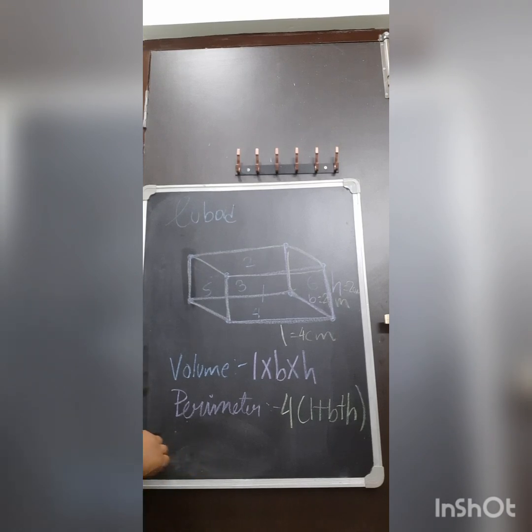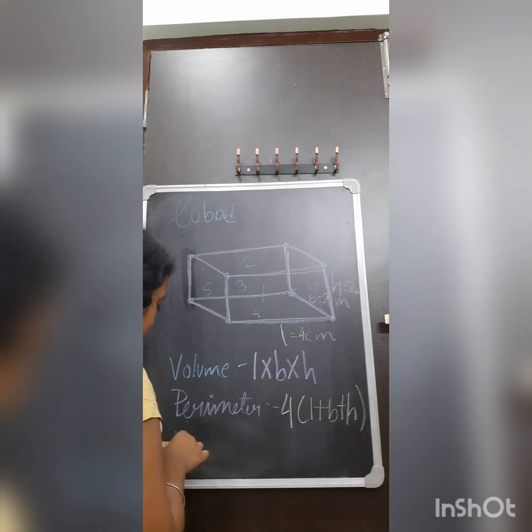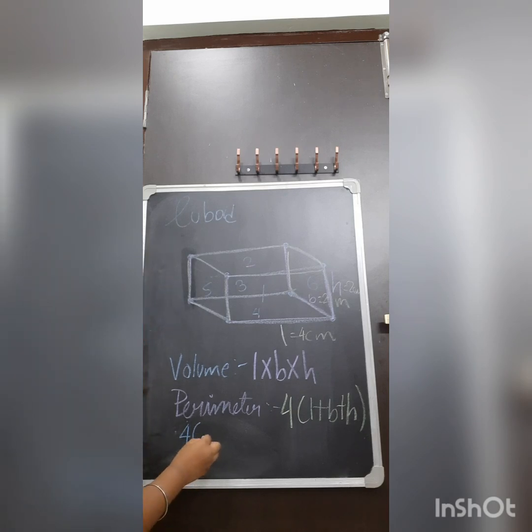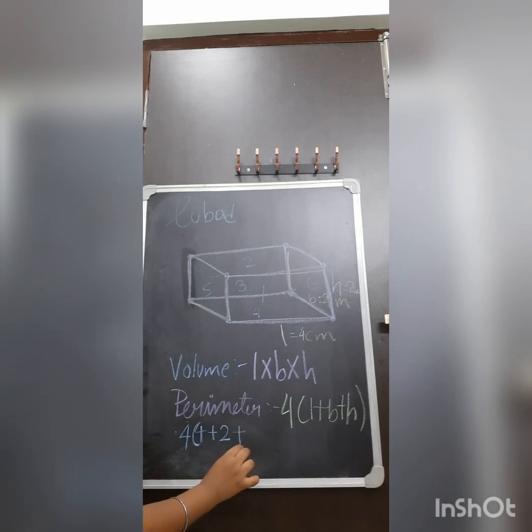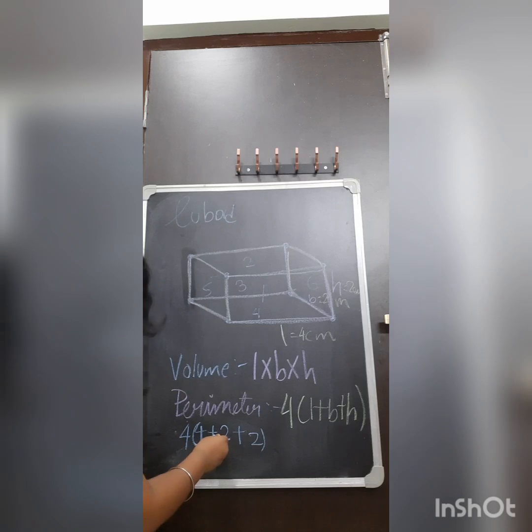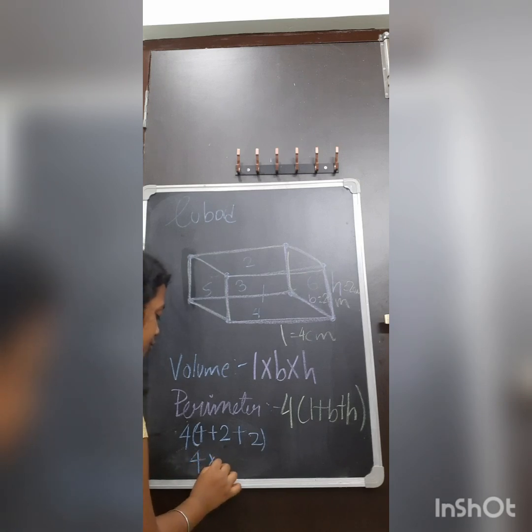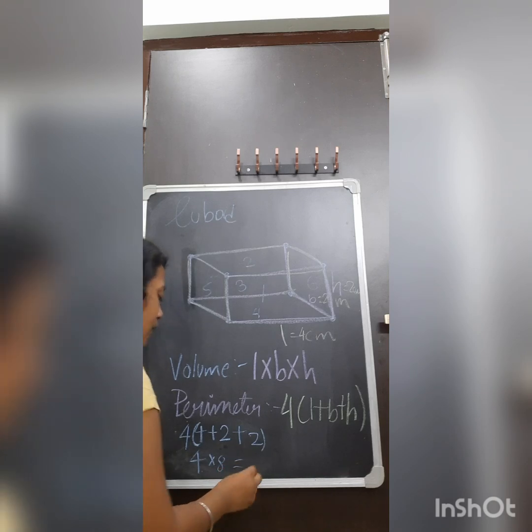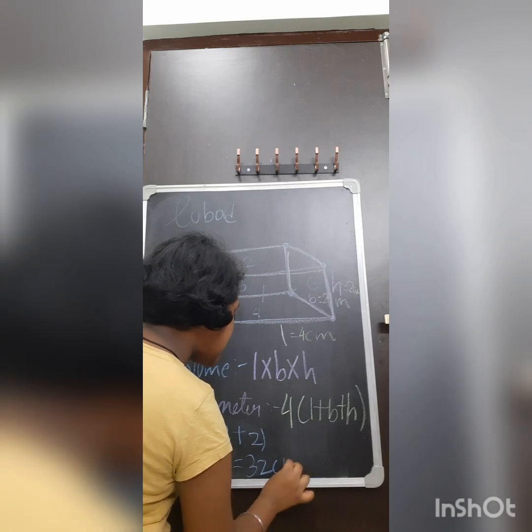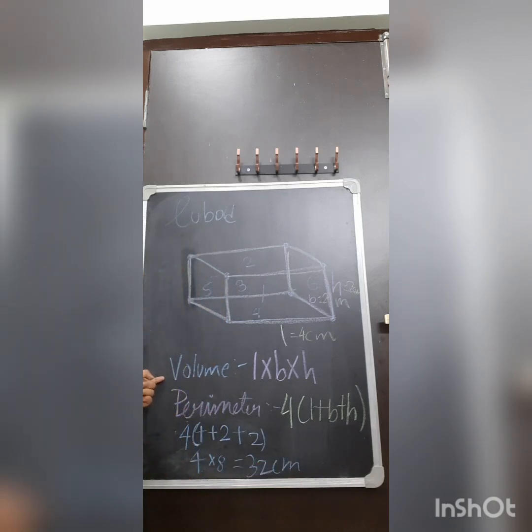Next, how could you find the perimeter? So the formula is 4 into length plus breadth plus height. Let's take the same values. 4 into length is equal to 4 plus breadth is equal to 2 plus height is equal to 2. First calculate the bracket part. 4 plus 2 is 6. 6 plus 2 is 8. So 4 into 8 is 32 centimeter. This is how you calculate the volume of cuboid and the perimeter of cuboid.